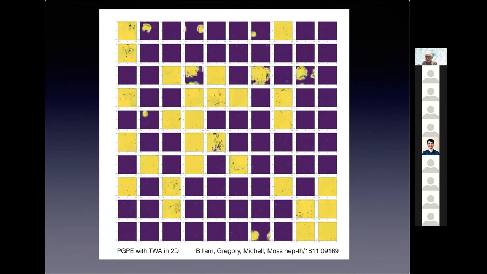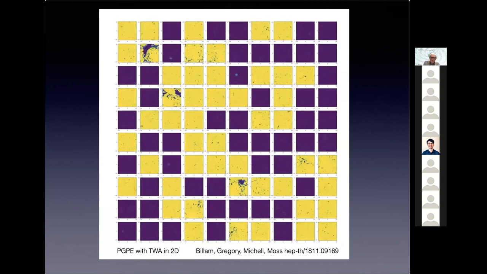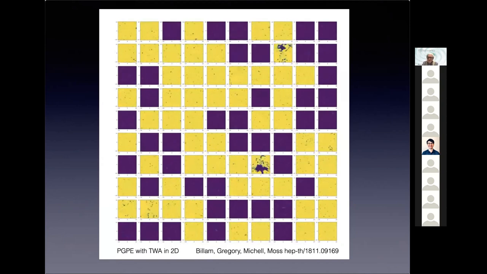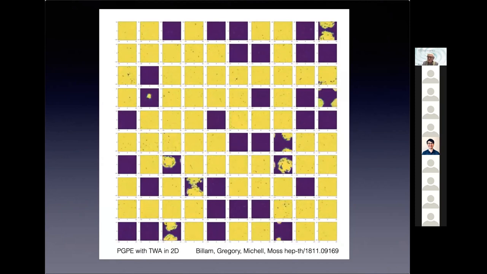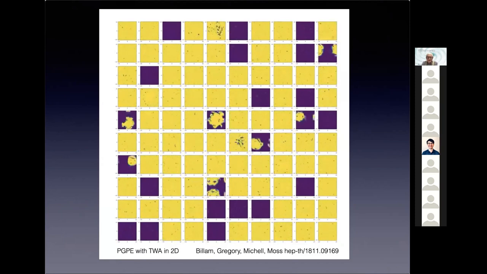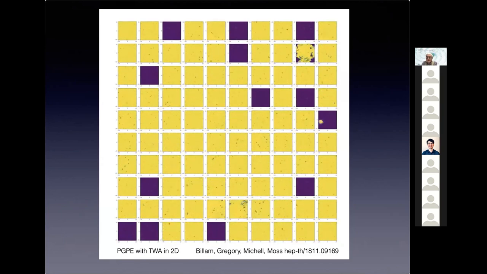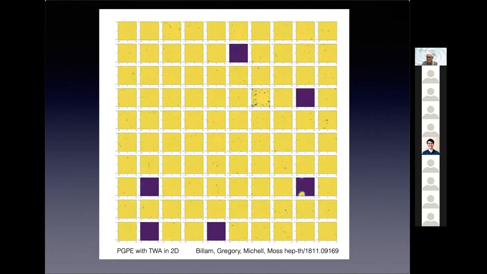And there are 100 different simulations here. And hopefully you'll see that the roughly circular bubbles appear. Blue is the false vacuum and yellow is the true vacuum. The bubbles nucleate and eventually fill the space. Well, we have 100 universes here, but we fill each of these universes. Three have been left behind for some reason at the end of this simulation.